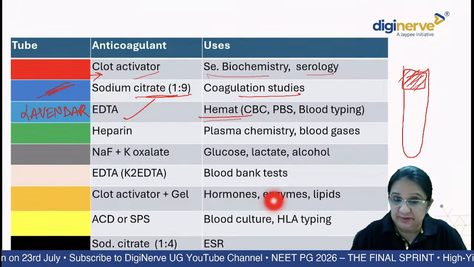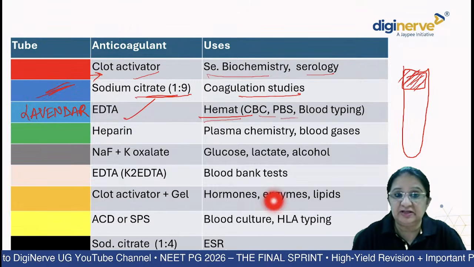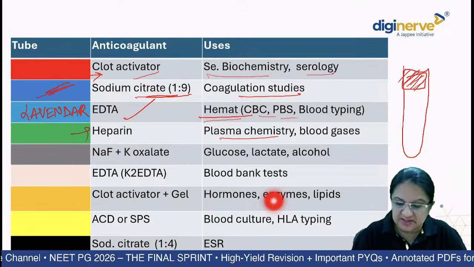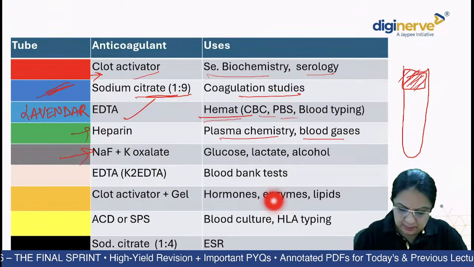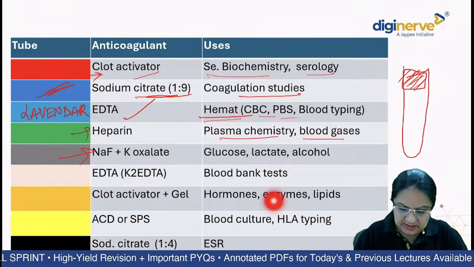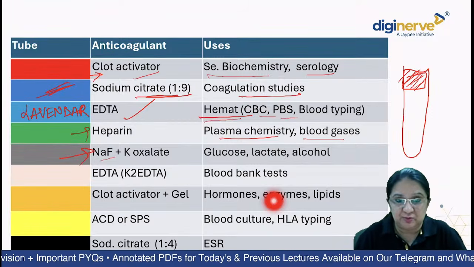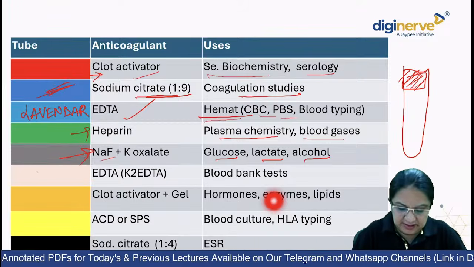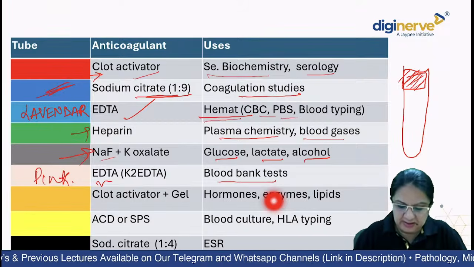you do all the hematology tests here: your CBC, peripheral blood smear, blood typing, all in lavender. Green is heparin for plasma chemistry, blood gases. Then gray is your sodium chloride plus potassium oxalate for glucose, lactate, and alcohol. Then again, pink is EDTA used in blood banking.